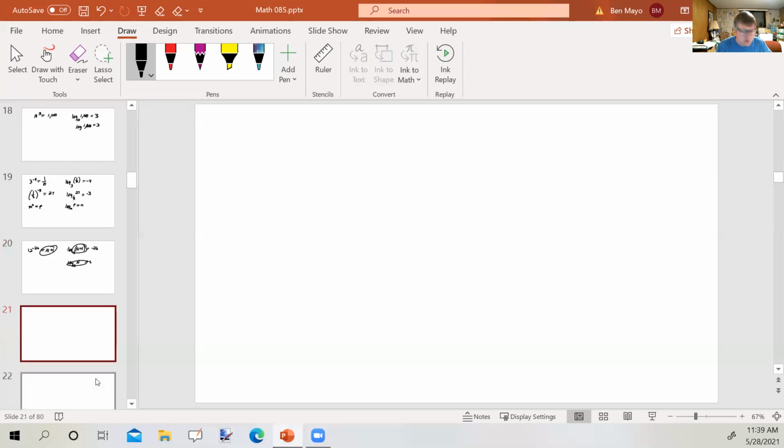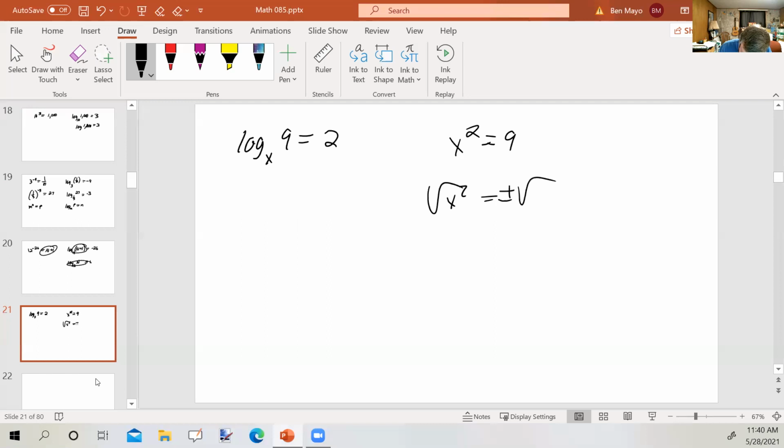Okay, now we're going to solve some equations. And this says log base x of 9 equals 2. As I mentioned before, if we're solving a logarithmic equation, typically we change it to an exponential equation and vice versa. So let's write this in exponential equation form. It would be x squared equals 9. All right. Well, to solve this equation, we could use the square root property. Take the square root of both sides and get x equals plus or minus 3.